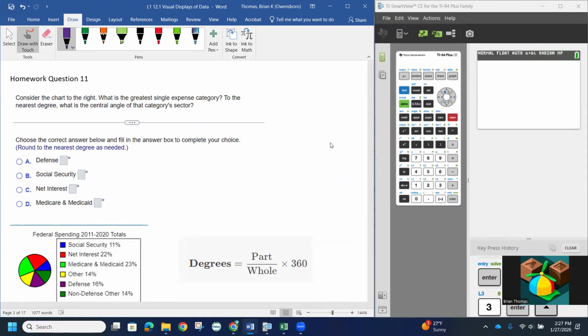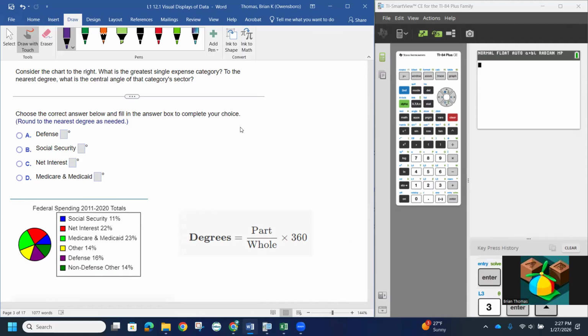So question 11, consider the chart to the right. I dropped it down here at the bottom. This is the pie chart that they're talking about. What is the greatest single expense category to the nearest degree? What's the central angle of each category's sector? So what's the greatest single expense category to the nearest degree? What's the central angle of that category?